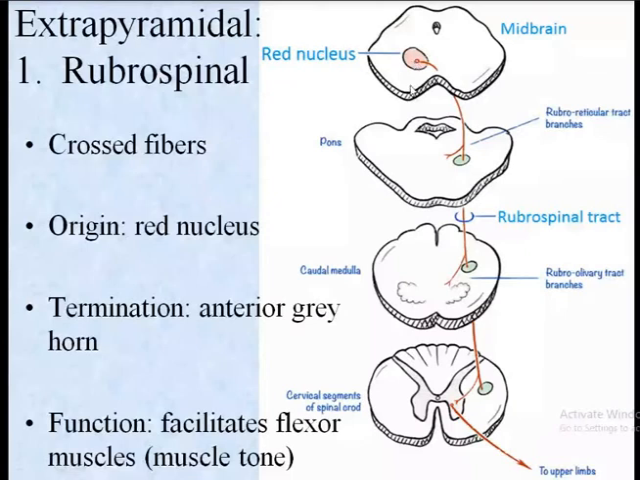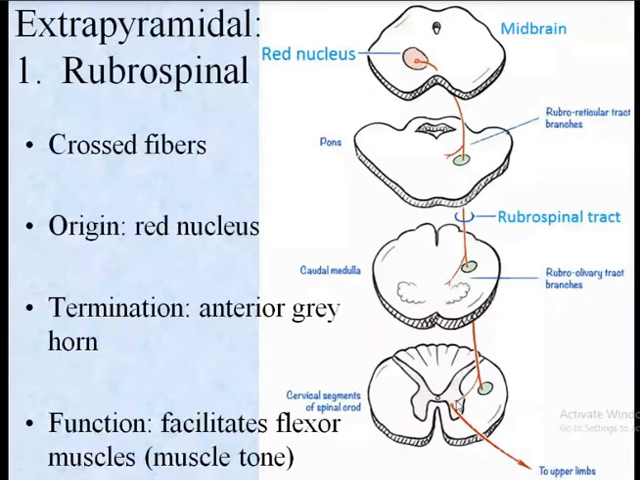Then here we can see whether the fiber is crossing or uncrossed. Is it a crossed fiber or an uncrossed fiber? You look at the diagram. Here, this is the central canal of the spinal cord, which represents the midline of the body. Here, this is the right side of the midbrain. Now, these fibers are crossing the midline to reach the opposite side. Okay, so these fibers are crossed fibers. The rubrospinal tract crosses to the opposite side and descends down, and finally it terminates at the anterior gray horn of the spinal cord.